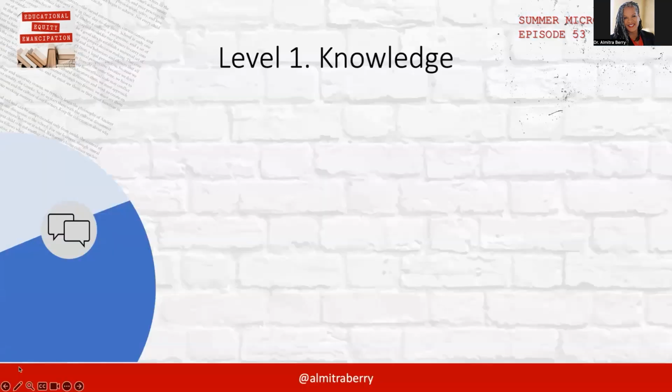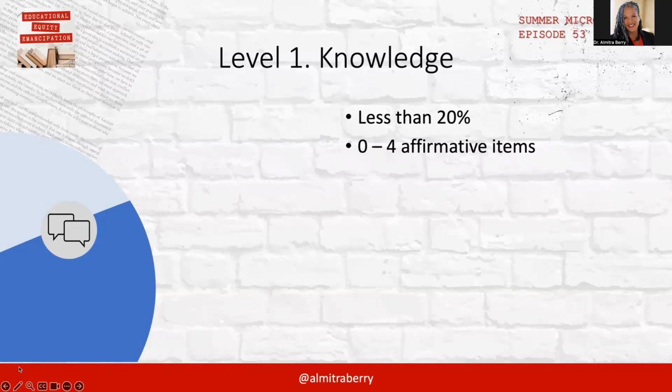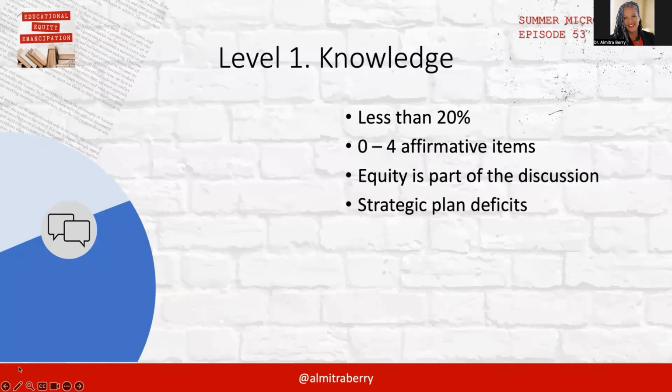So the first level of maturity on the Equity Maturity Matrix is knowledge. And you are at this level if you have less than 20%, if your score was less than 20%, or you had 0 to 4 affirmative items. Whether at the school or district level, this means that equity is at least part of the discussion. Maybe there was no discussion and the score is closer to the 0, but there are strategic plan deficits. Even if there's discussion, the strategic plan has some issues.